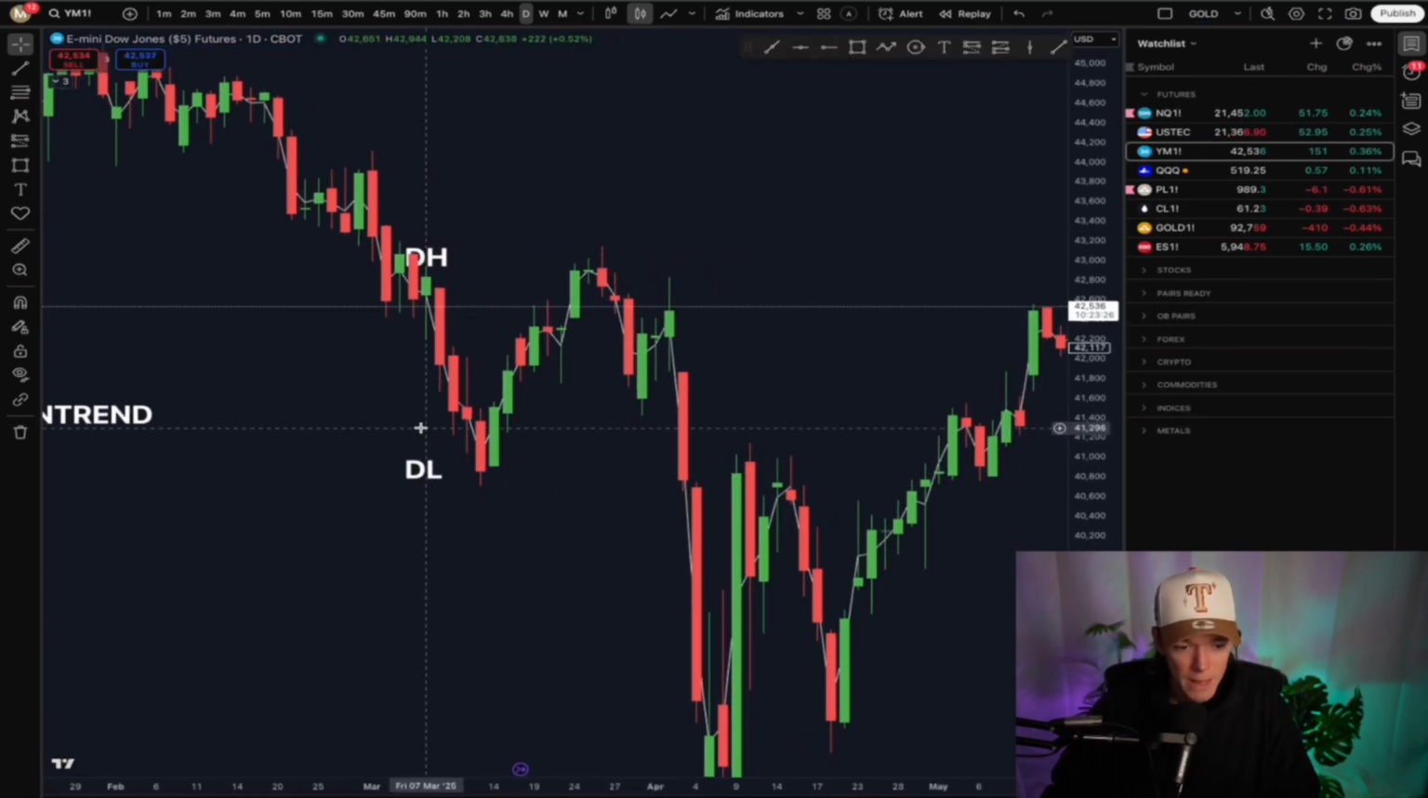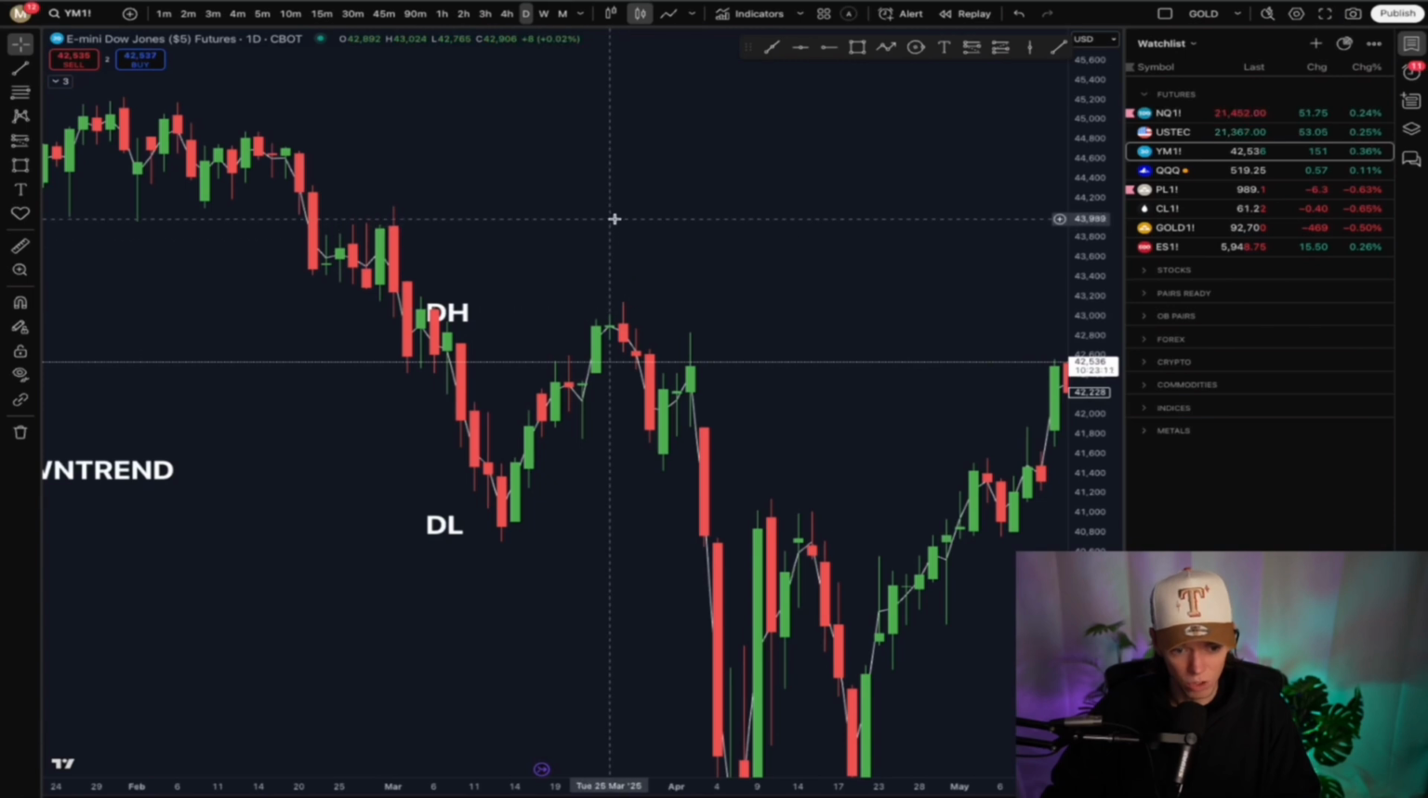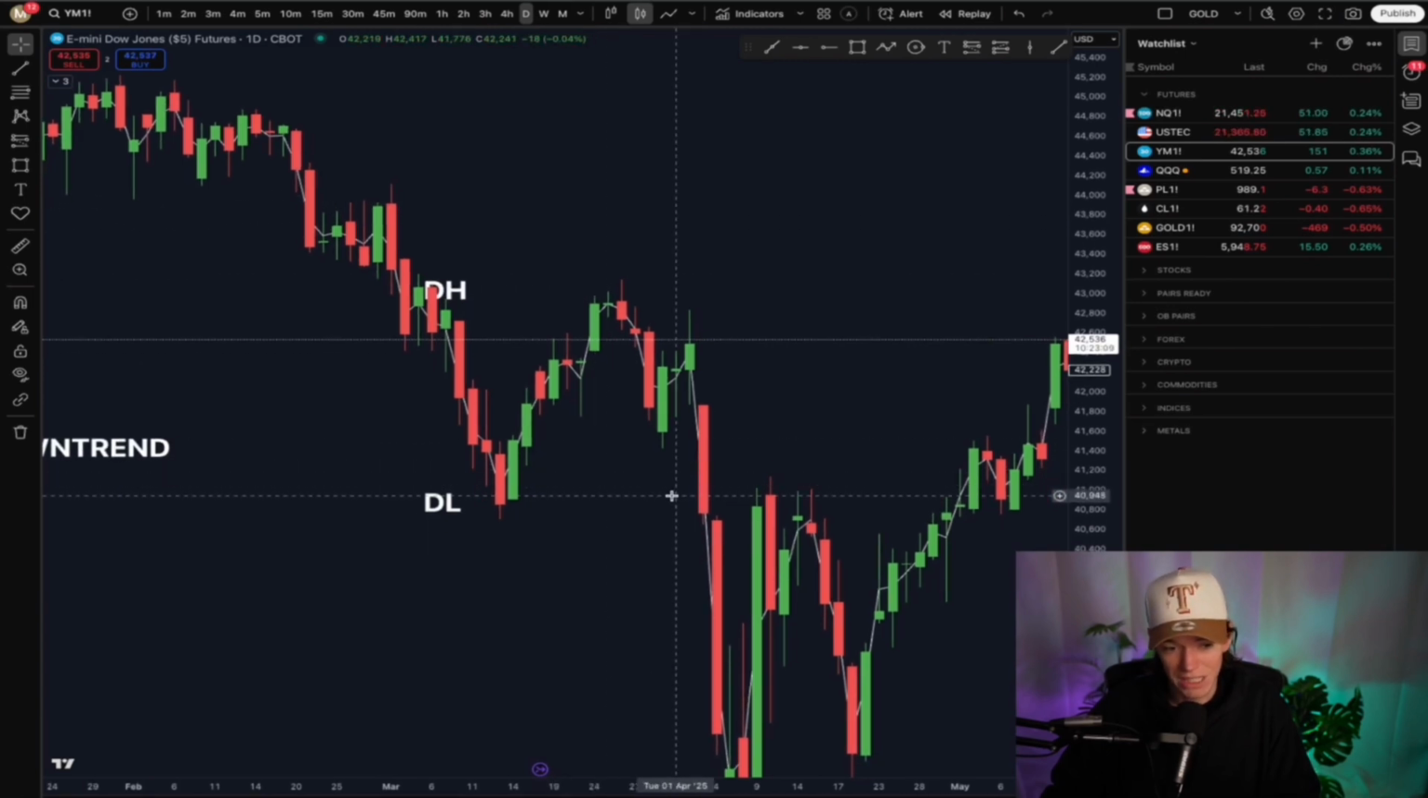Downtrend high. Then price comes down. It retraces back up. Now, this is where a lot of people will get very confused. They'll go, okay, is this now reversing and are we looking long? I would actually still say that we're in a downtrend.